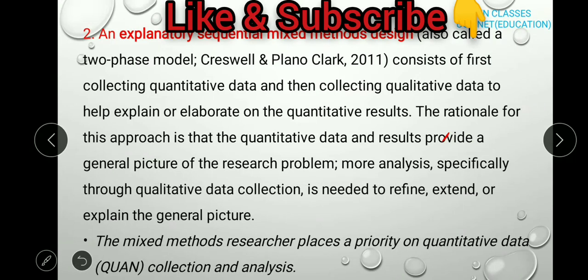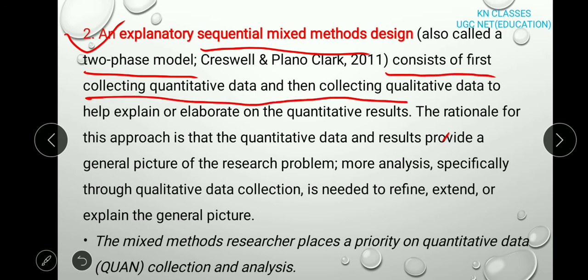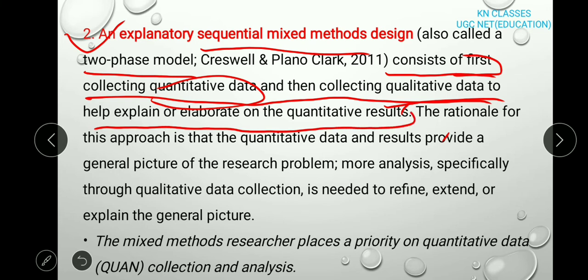So friends, now comes the second one, that is explanatory sequential mixed method design. This method is also called the two-phase model, and it consists of first collecting quantitative data and then qualitative data. It gives emphasis to collecting the quantitative data first, and after collecting and analyzing it, the researcher will collect qualitative data to help explain or elaborate the quantitative results. The main purpose of collecting qualitative data is to explain or elaborate the quantitative results.